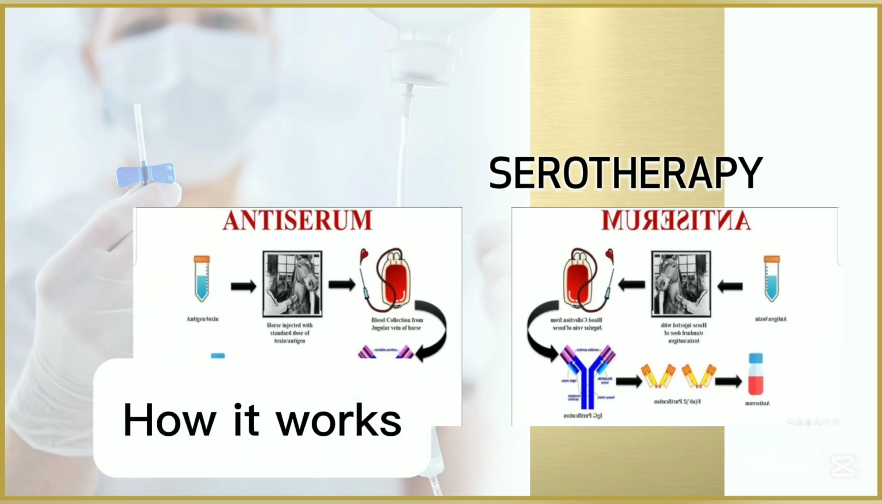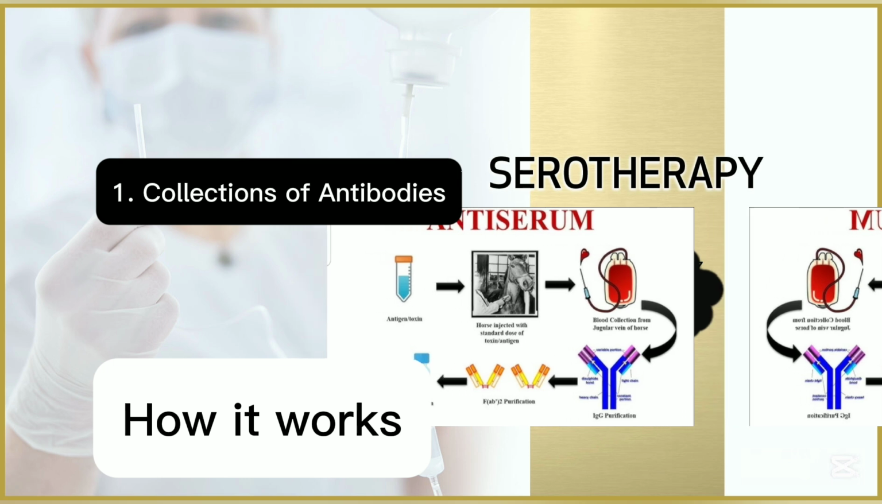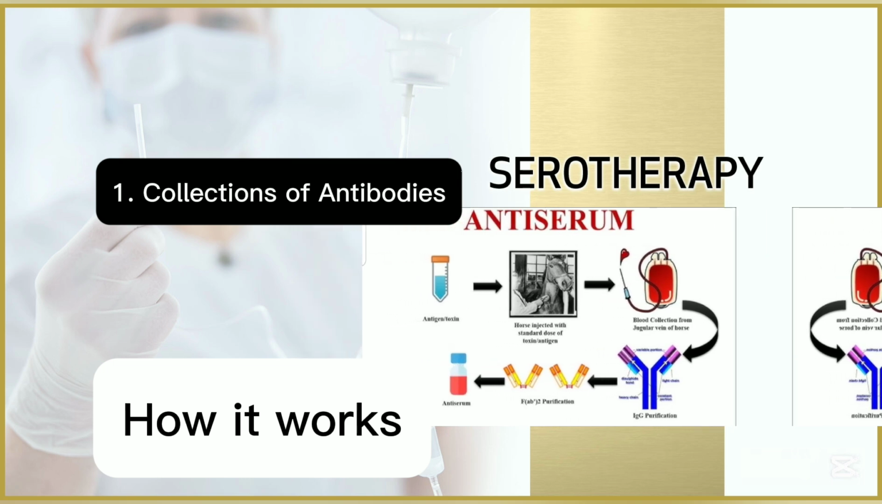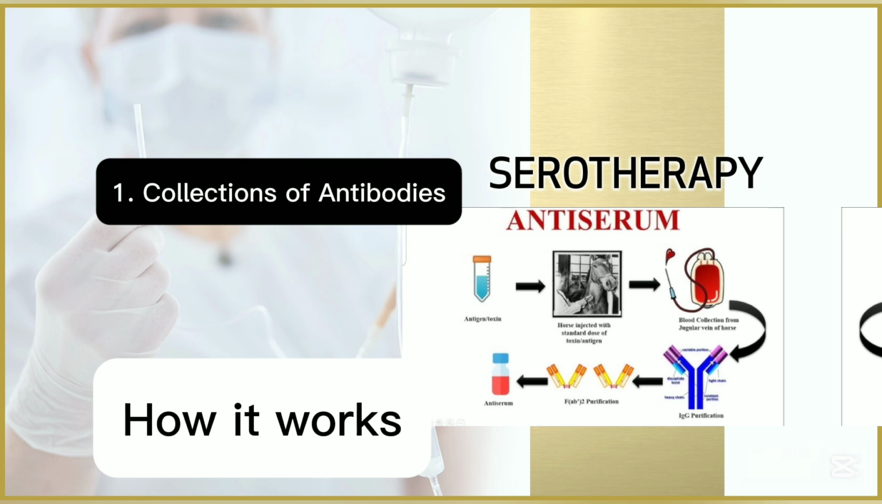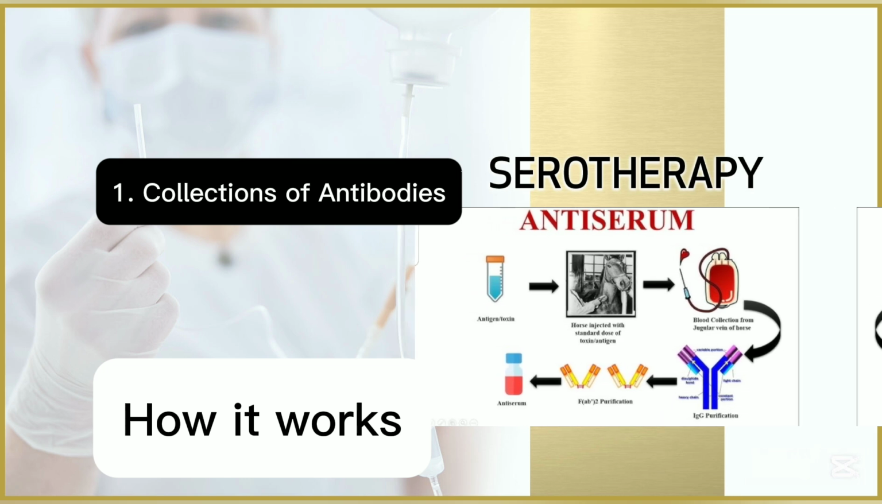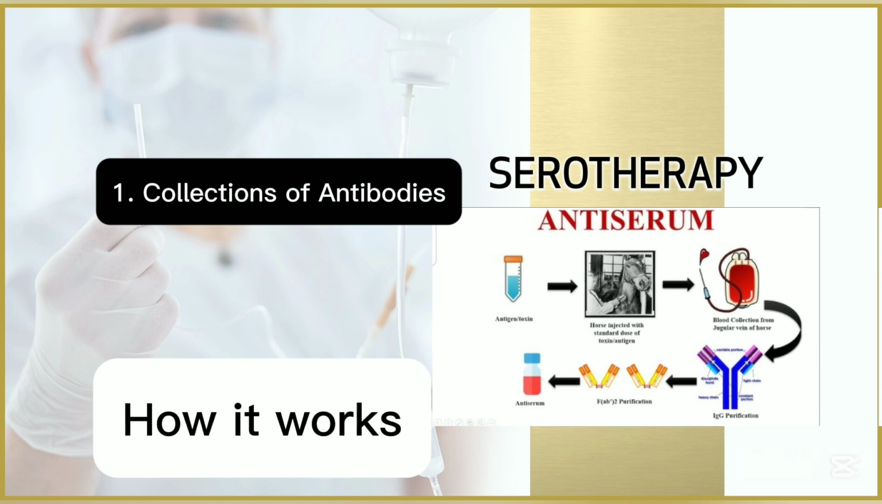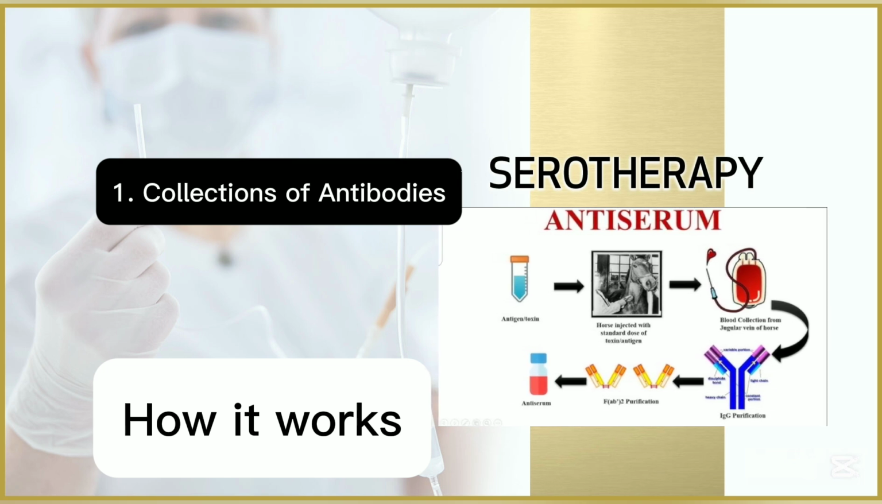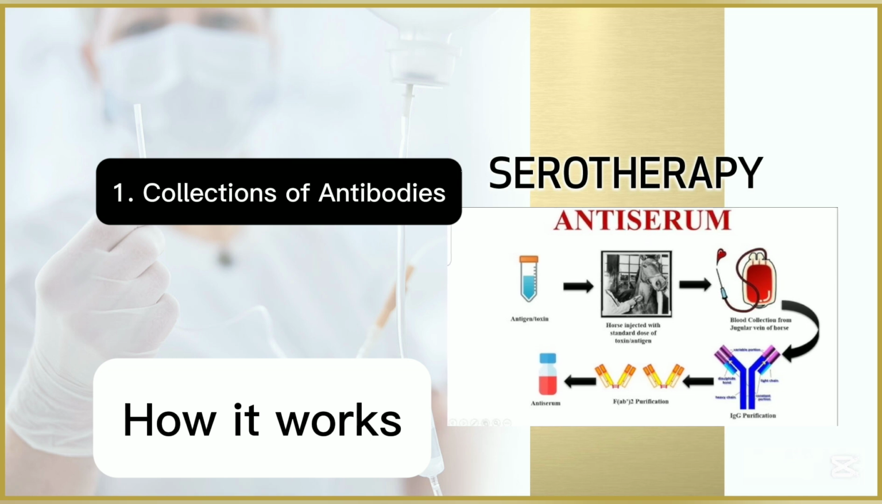Number one, the collection of antibodies. This process begins by collecting the serum from an animal or a person who has been immunized or recovered from an infection. That's to say, you take serum from someone who has been exposed to a certain disease and has developed an antibody against it.